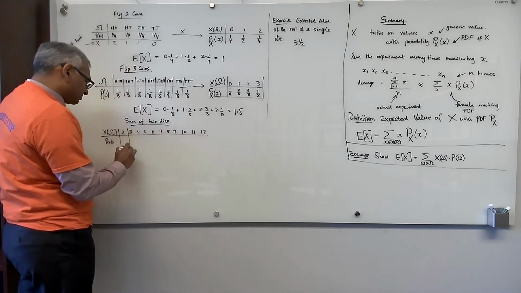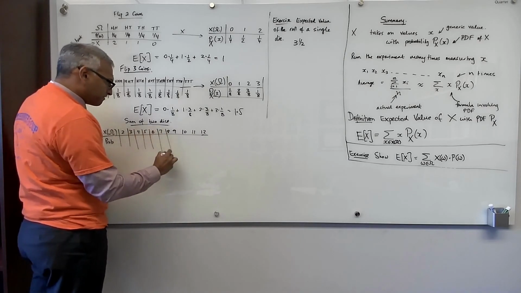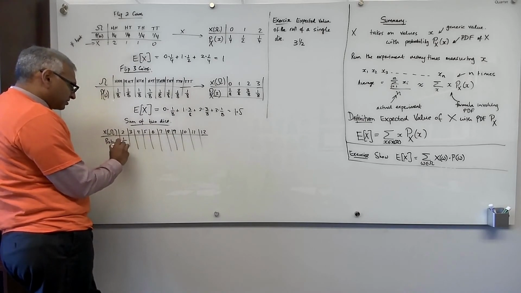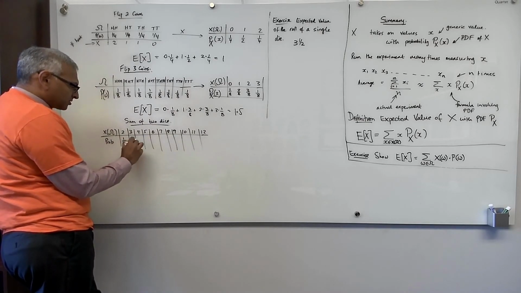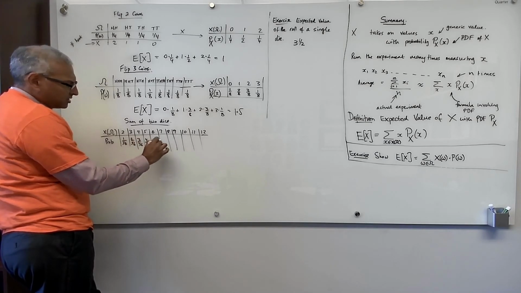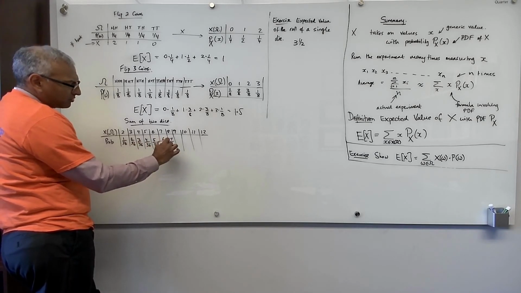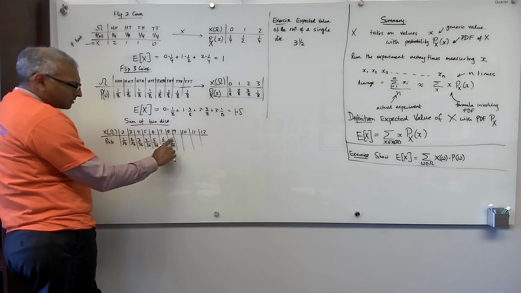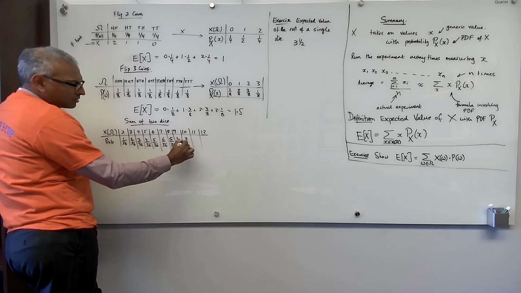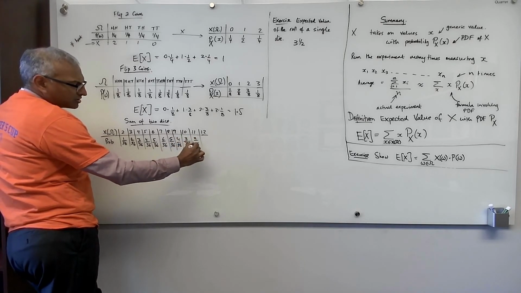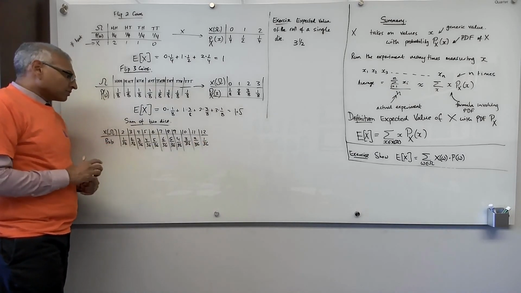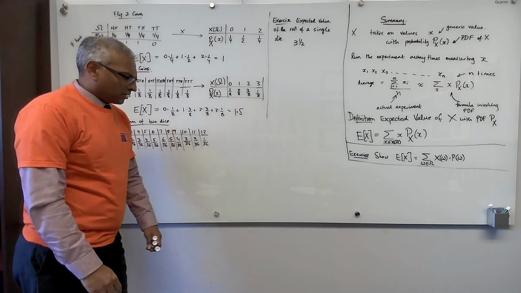Those are the possible values, and let me tell you what the probabilities are. There are 36 possible outcomes. This is 1 over 36, 2 over 36, 3 over 36, 4 over 36, 5 over 36, 6 over 36, 7 over 36, 5 over 36, 4 over 36, 3 over 36, 2 over 36, 1 over 36. So this was the PDF for the sum of a pair of dice.